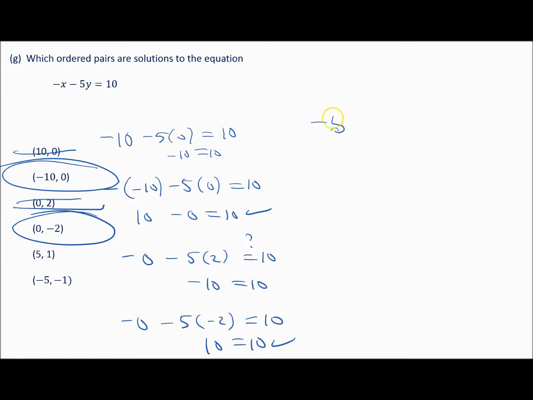So let's try x equals 5 and y equals 1. So it'd be negative 5 minus 5 times 1. Is that equal to 10? It's not, because negative 5 minus 5 is negative 10. And that is not equal to 10, so this is off.